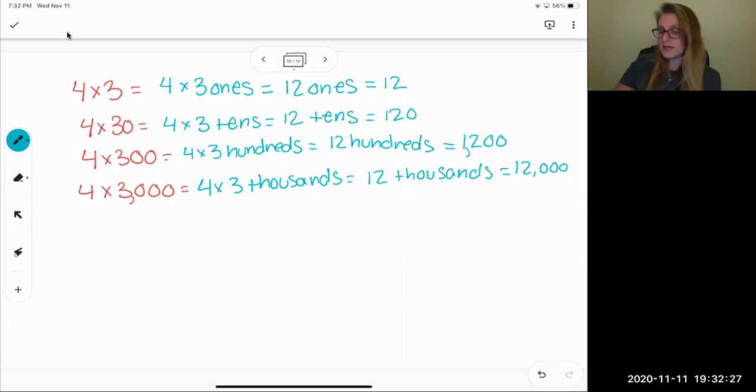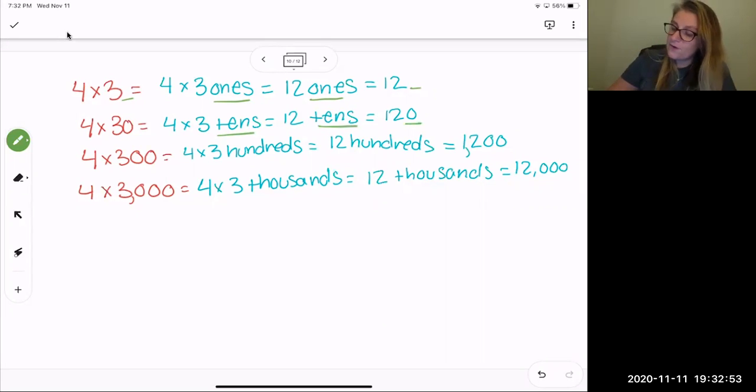So I noticed that when a number has ones for its unit form, there are no zeros after our digits. So ones give us no zeros at the end of any digit. Okay, so when we're talking about tens, we have 1 zero in our multiple of tens, and 1 zero in our answer.